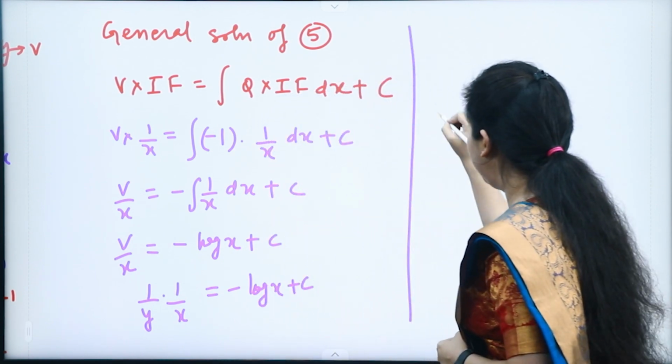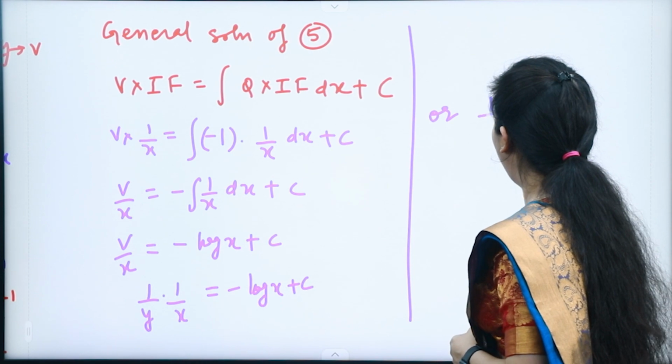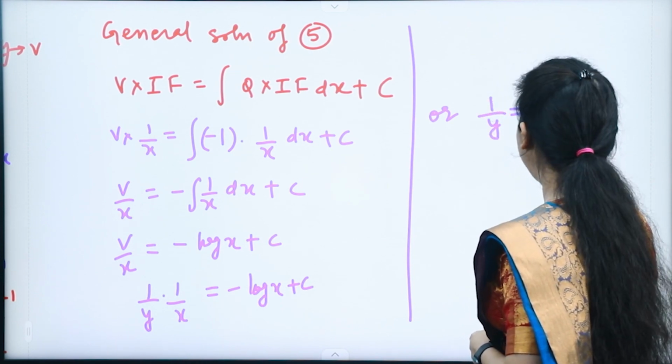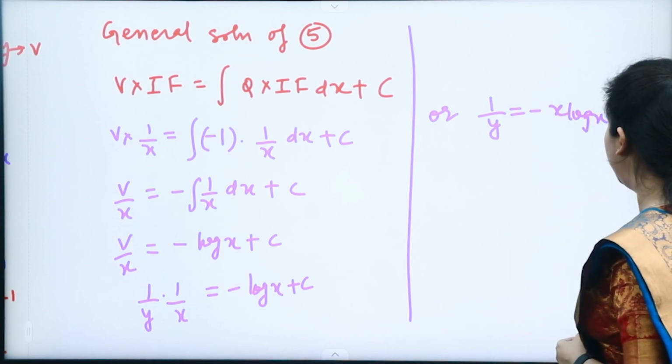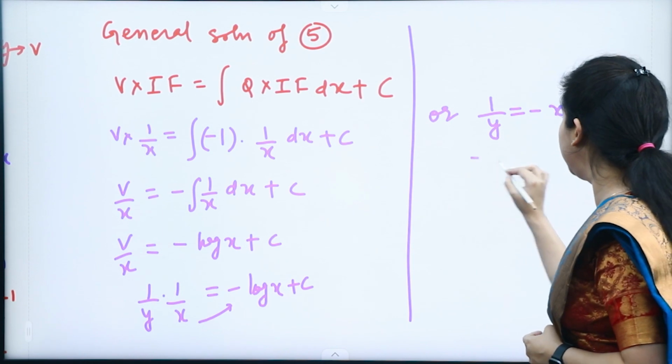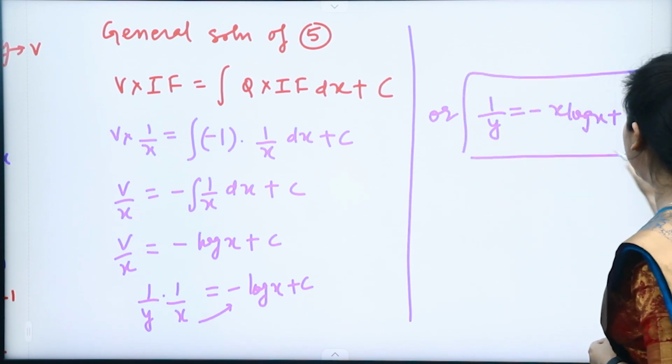So the final value is 1 upon y is equal to minus of x log x plus cx. We have multiplied this x to the right hand side. So this is the final solution of the Bernoulli differential equation.